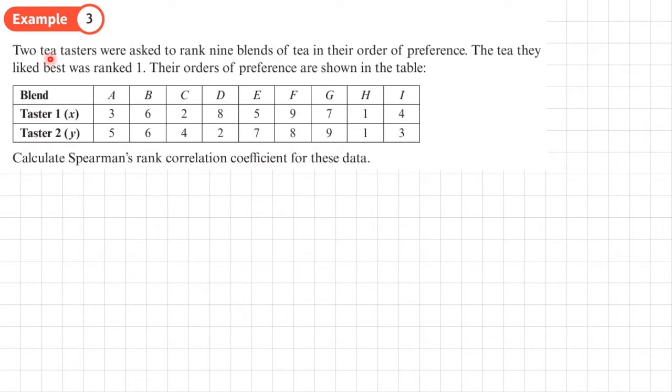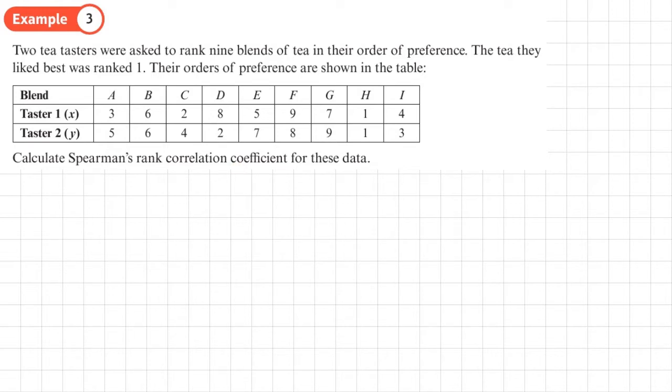Example 3. Two tea tasters were asked to rank 9 blends of tea in order of preference. The tea they liked best was ranked 1. Their orders of preference are shown in this table here, and what we want to do is to calculate Spearman's rank correlation coefficient for these data.